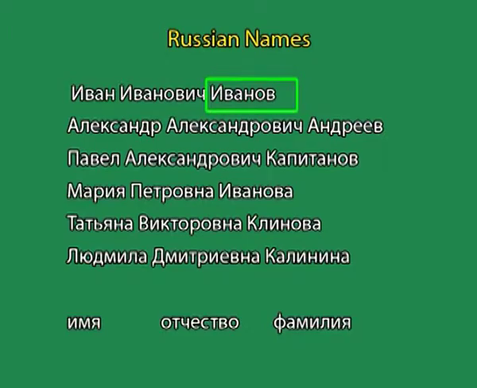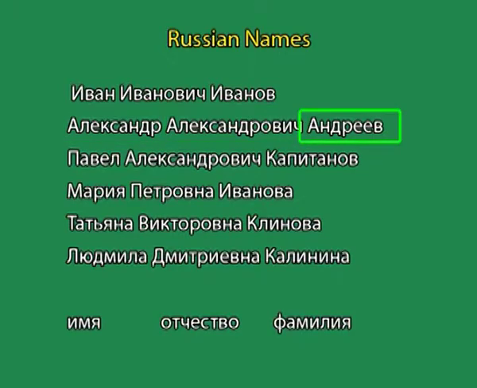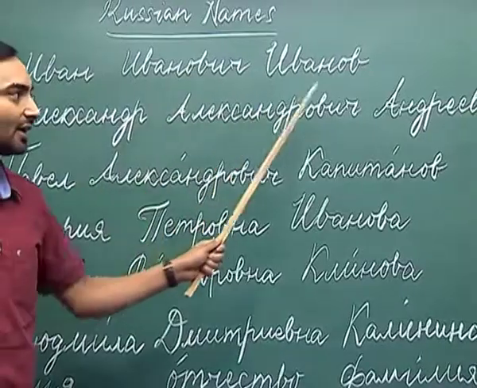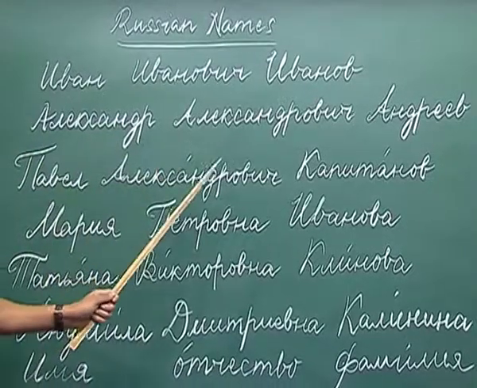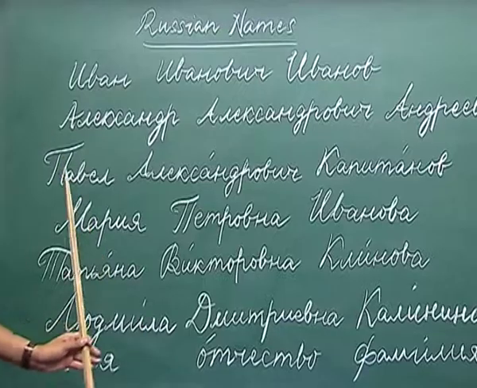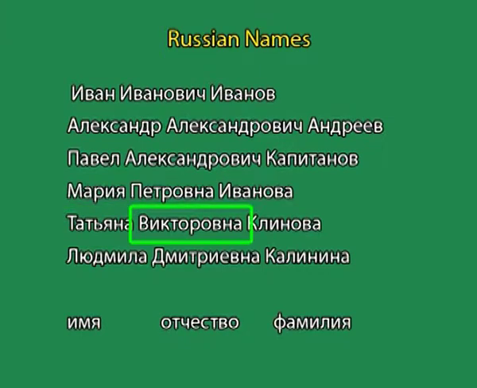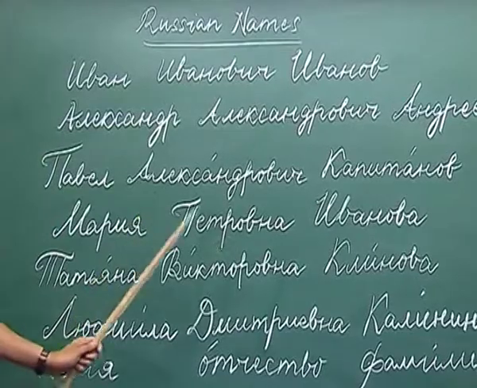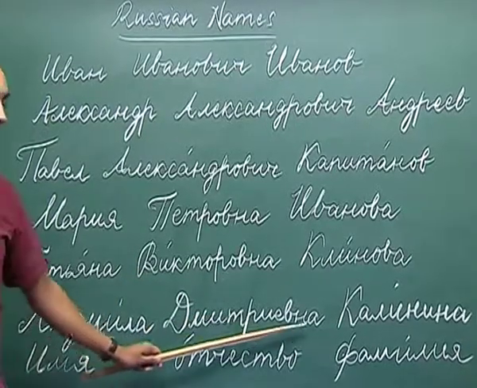Ivan Ivanovich Ivanov, Alexandr Alexandrovich Andreev, Pavel Alexandrovich Kapitanov, Maria Petrovna Ivanova, Tatiana Viktorovna Kalinova, Ludmila Dmitrievna Kalinina.